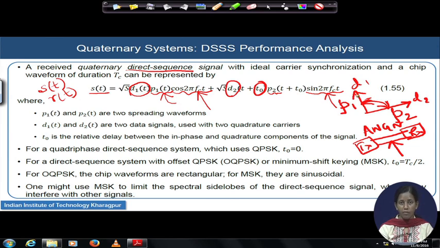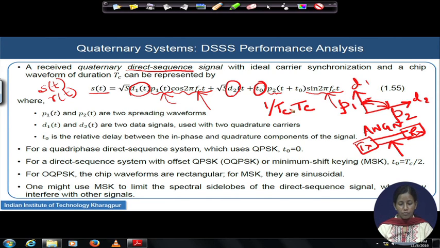And even while writing the expression for 1.55, we have not considered the effect of the noise added to it. So it is purely the signal generated in the transmitter and received at the front end of the receiver, in the absence of any channel and in the absence of any noise. And in our consideration, P1 and P2 are two different spreading sequences. Remember, the sequences are different, but the chip duration for both sequences is equal to Tc, and the rate at which the receiver is sampling the signal is hence 1 by Tc.